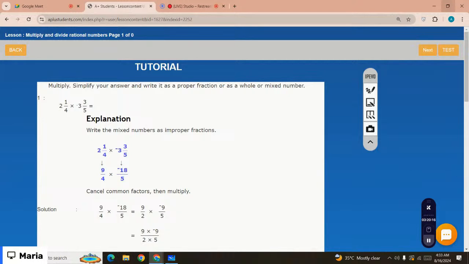Finally, you are here. Okay, so let's just start with the first example, that is 2 whole 1 by 4 times negative 3 whole 3 by 5. So first step is to convert them into an improper fraction.